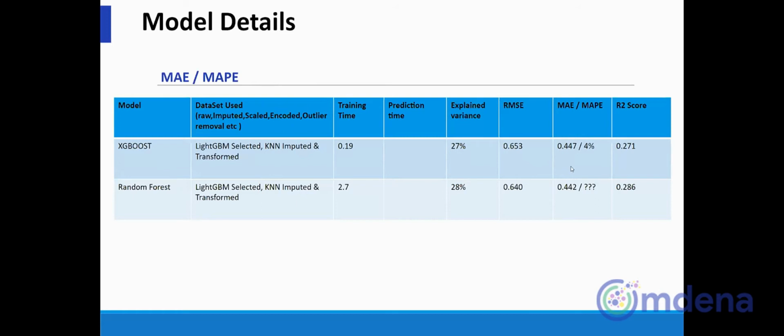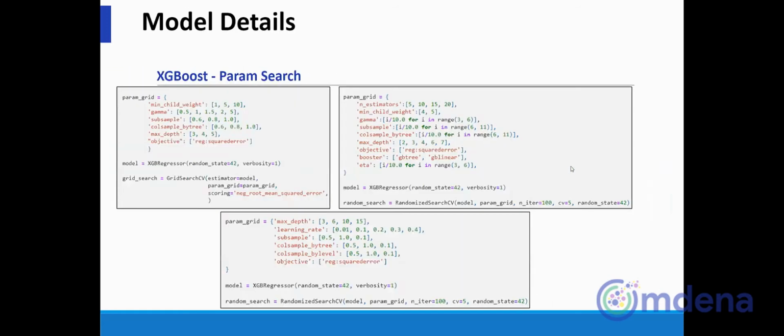I thought it was going to be quite a lot more, but I was actually surprised that it's only 4% off. I'm currently calculating it for the random forest version, which I'm going to go on to now. So these are the param searches that I used. The first one being the grid search. I looked at the minimum child weight, the gamma, the subsample, just a random selection really based on the default settings.